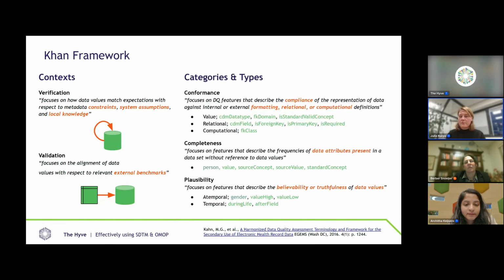So conformance, really: does it fit the expectations that we have looking at the format of the data? Completeness: is there any missing data? And plausibility focuses more on, for example, that we don't see any procedures after death, or that we don't expect a prostate cancer diagnosis in a female. So this also helps you to assess the data quality.